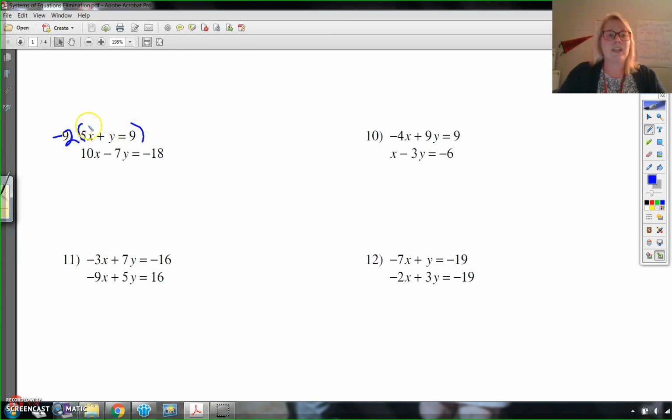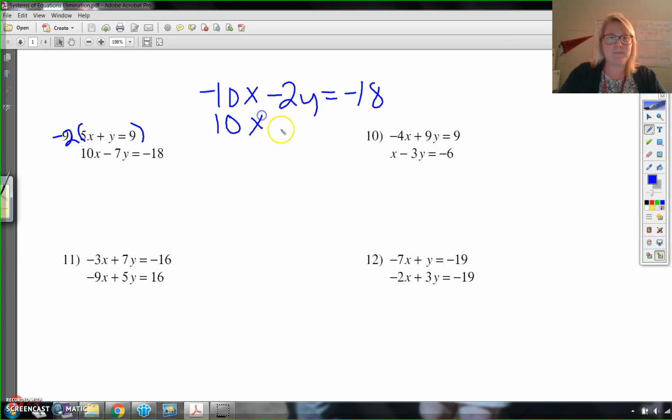10. So negative 2 times 5x is negative 10x. Negative 2 times y is negative 2y. And then negative 2 times 9 is negative 18. Notice, I have to multiply every single thing by that number, okay? Then I just bring down my other equation. Now, what do I do? I add.